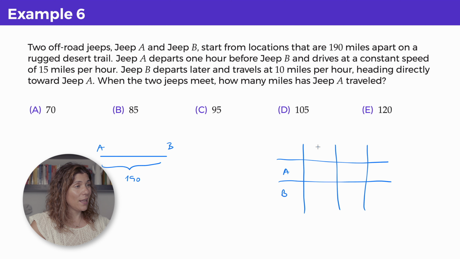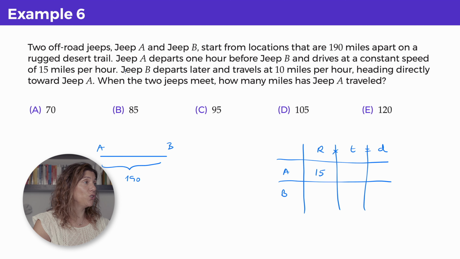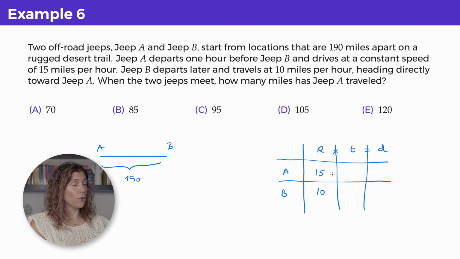Let's put our equation of the rate here. So rate times time is going to be equal to the distance. So Jeep A was traveling at 15 miles per hour. So let's write it here. Now, Jeep B departs later and travels at 10 miles per hour, heading directly toward Jeep A. So they go toward each other. When the two Jeeps meet, how many miles has Jeep A traveled?